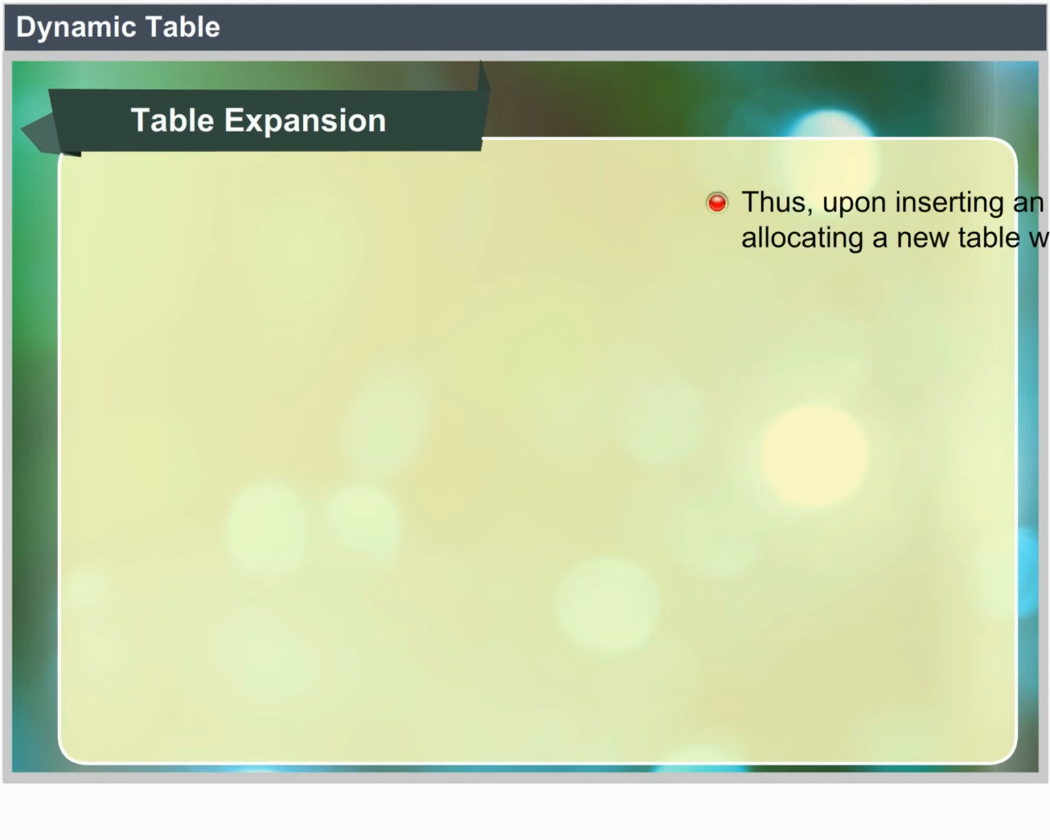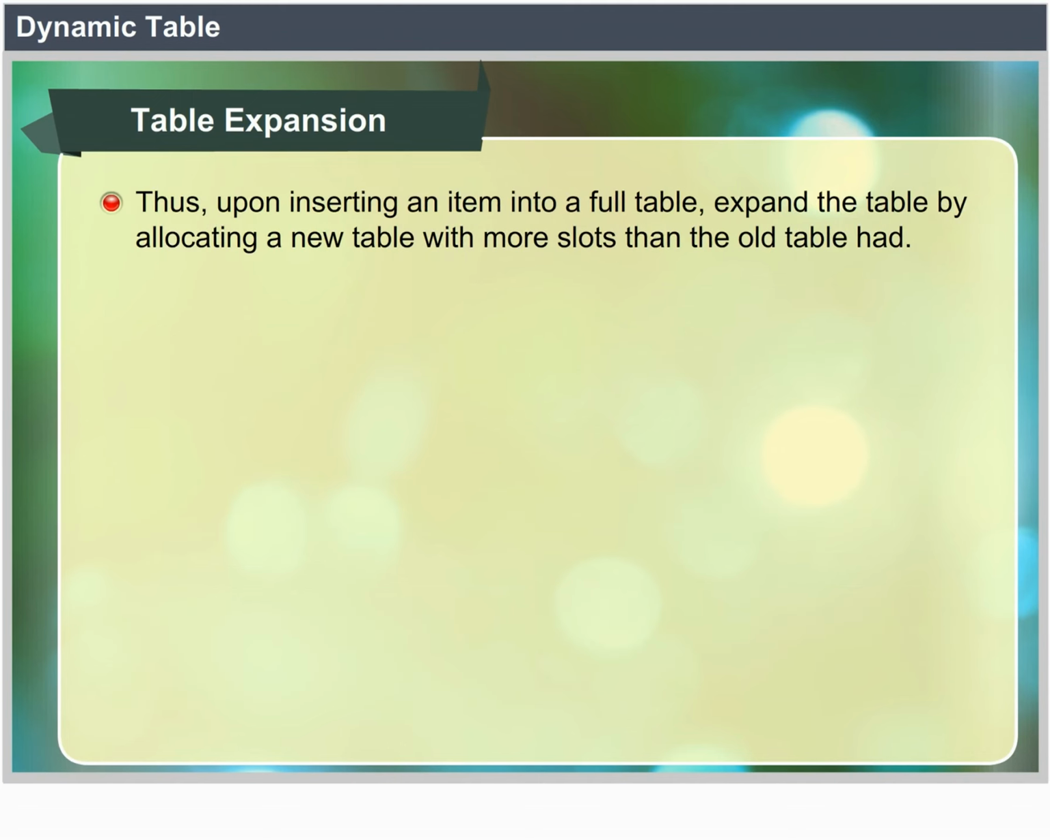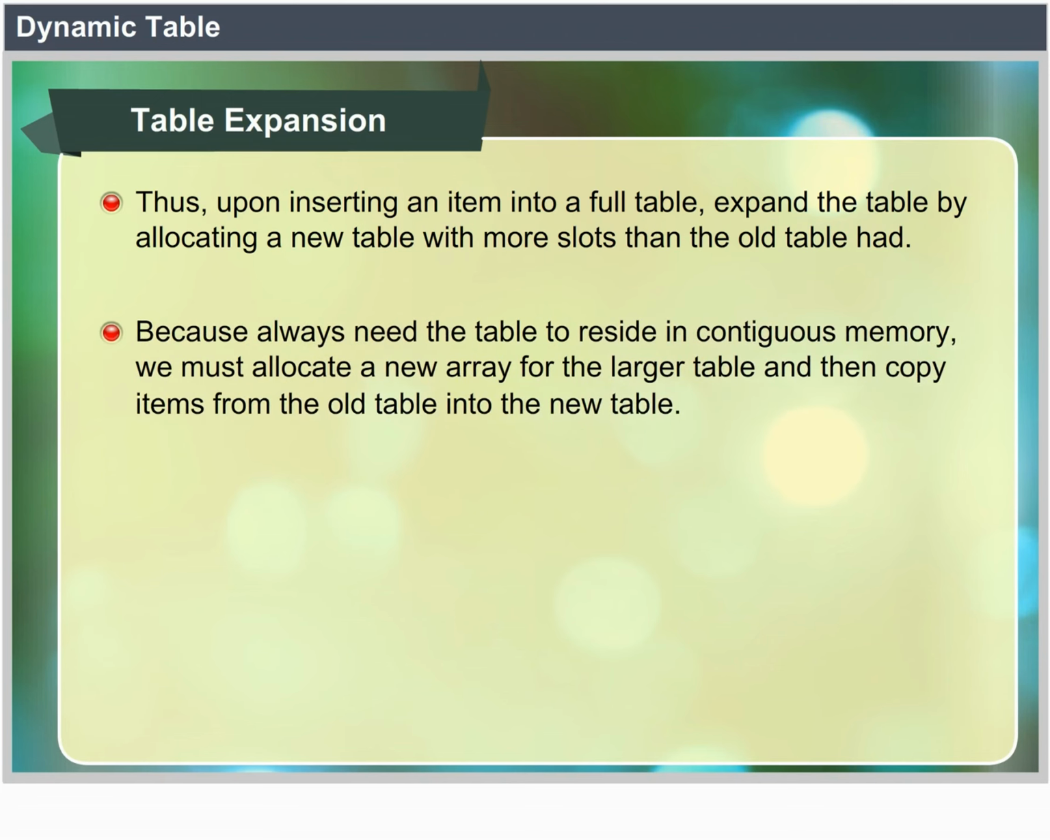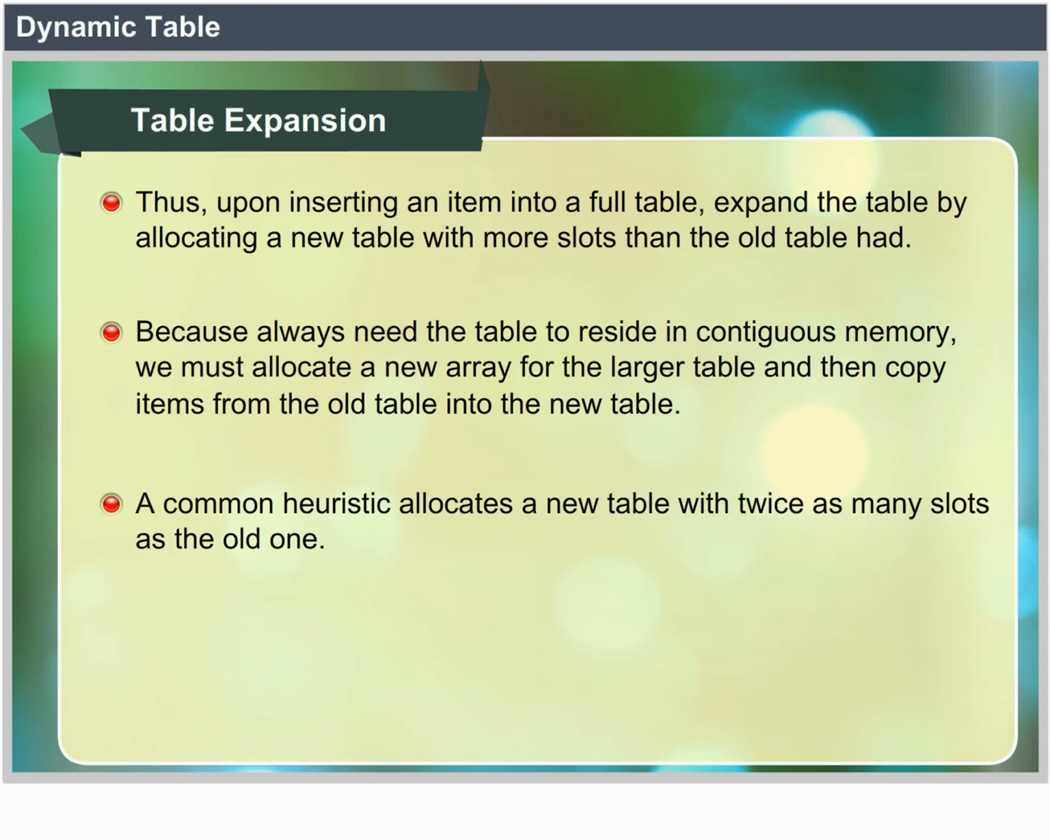Thus, upon inserting an item into a full table, expand the table by allocating a new table with more slots than the old table had. Because we always need the table to reside in contiguous memory, we must allocate a new array for the larger table and then copy items from the old table into the new table. A common heuristic allocates a new table with twice as many slots as the old one.